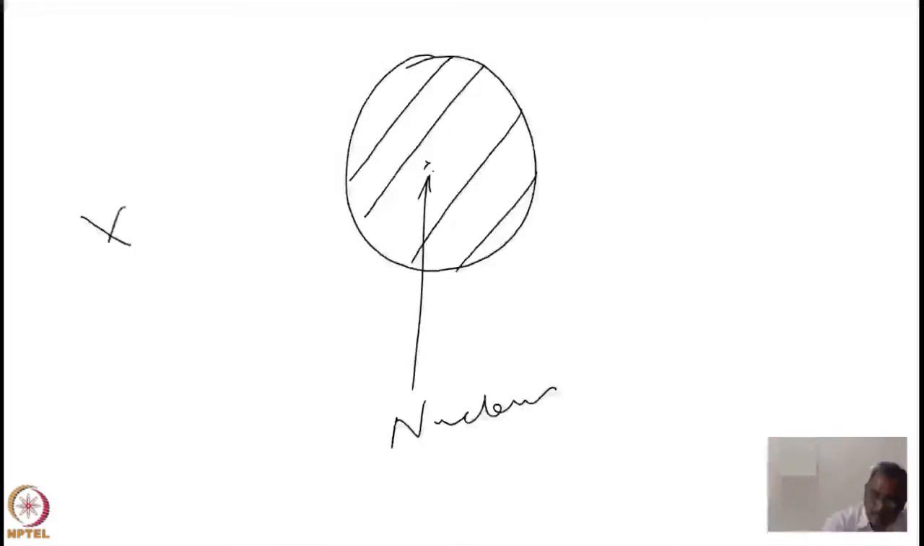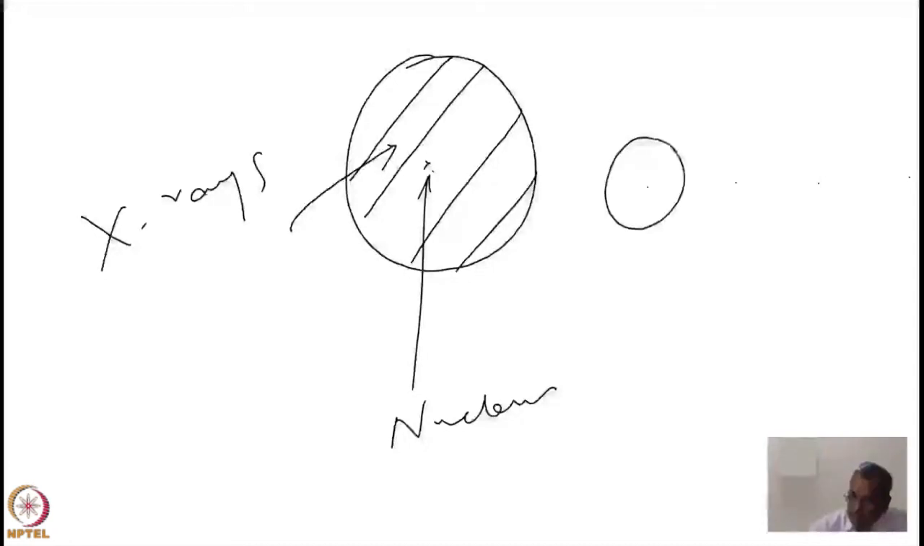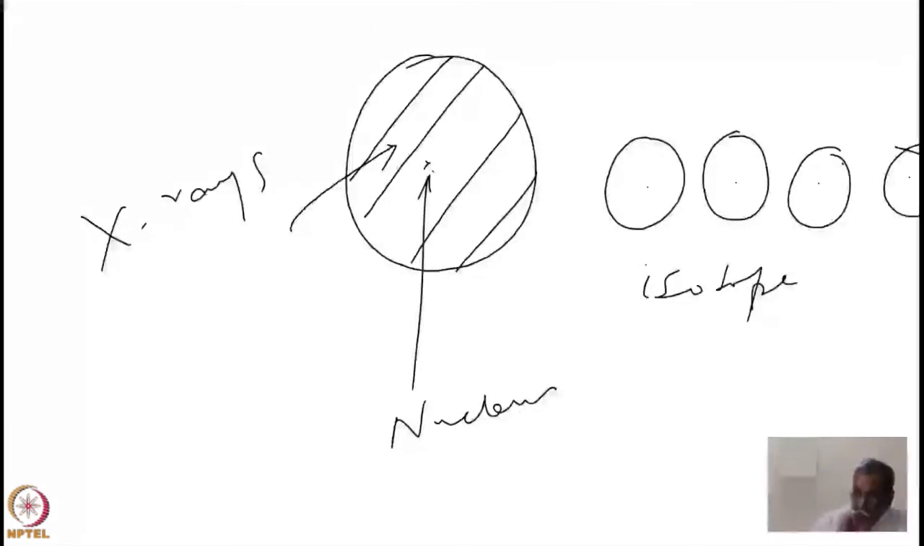And the X-rays are getting scattered from the charge cloud. And you see the charge cloud, if I consider a lattice of aluminum, is the same everywhere. It does not depend on the isotope or spin. So that's why in the case of X-rays, we don't have any averaging process. Whereas in the case of neutrons, we do have an averaging process, which we will be using to calculate coherent cross-section and incoherent cross-section.